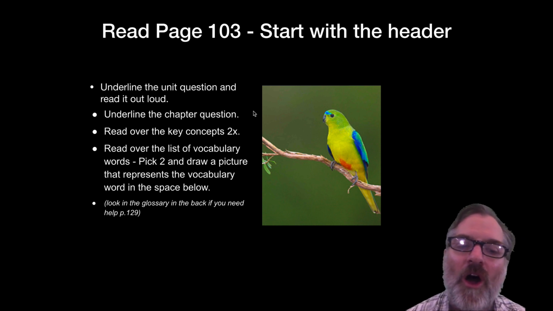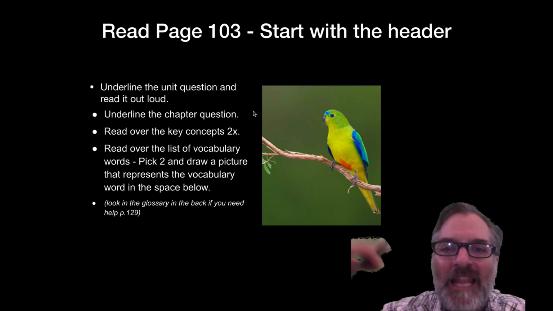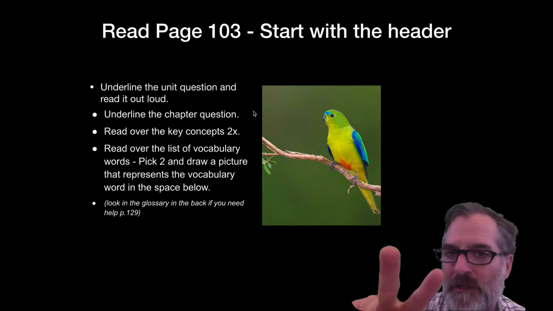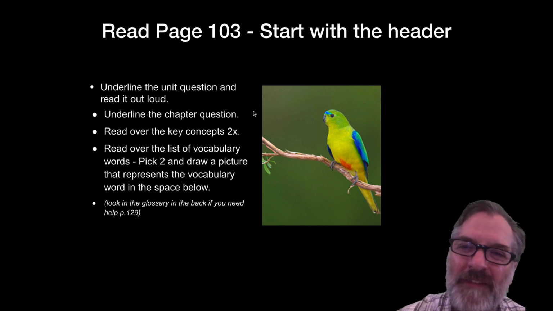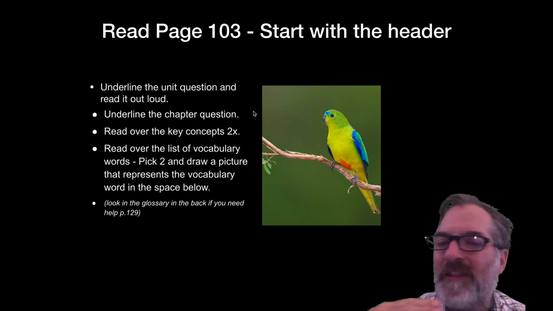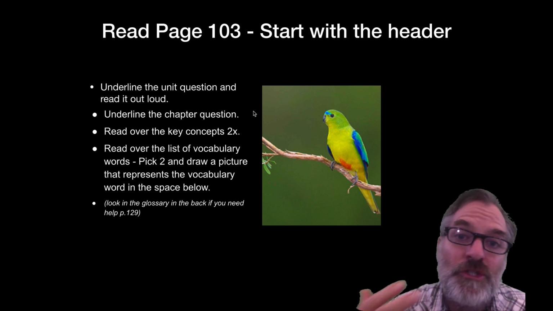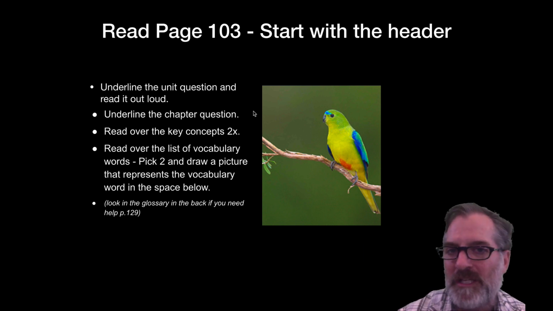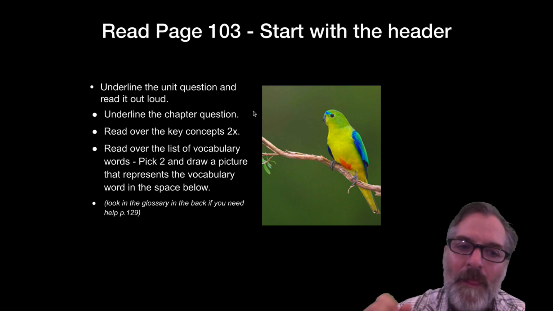And then read over all of the vocabulary words. And you can read those in a really loud voice. But then what I want you to do is just pick 2 of those vocabulary words, and with those 2 vocabulary words, just draw a non-linguistic representation. That's a fancy way of just saying draw a picture that represents maybe a consumer population, one thing eating another, or a resource population being eaten by a consumer population. So go ahead and do that.